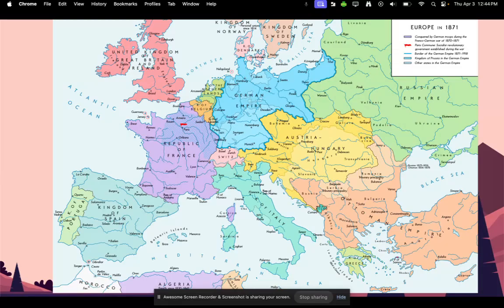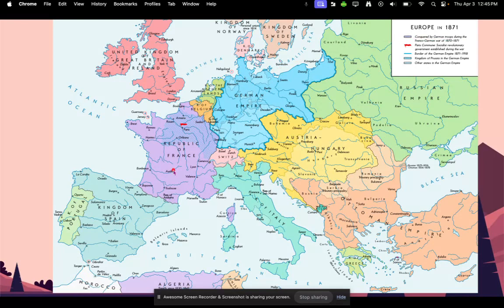So we know that World War One was primarily in Europe. We'll talk about how Asia also had its little moment in World War One as well. But this is a map of Europe in the 1800s. I like to start with this map because we have to look back into the 1800s to really understand why World War One started.